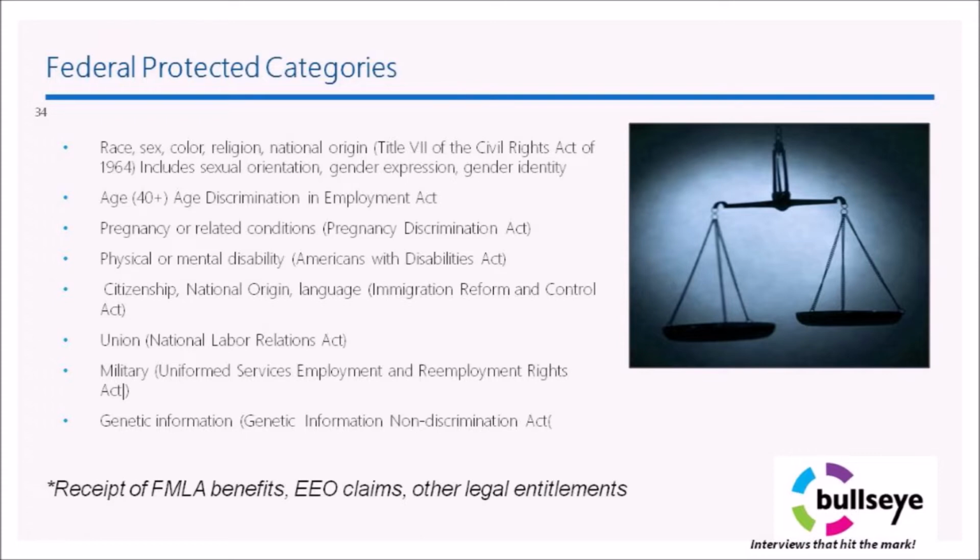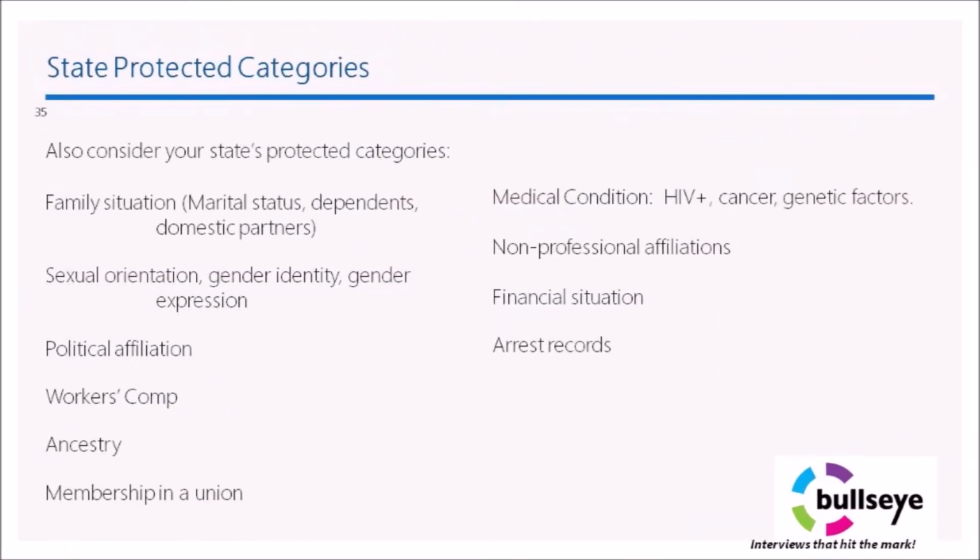In addition to the federal protections, many states take the liberty of creating additional sets of protected categories. So many states' laws mirror the federal laws but add additional protected categories, such as marital status, family situation, medical condition, and the like. So check with your state to ensure that you understand what topics are prohibited from discussing in an interview. Those resources can be found in the Free Resources tab on the Bullseye website.